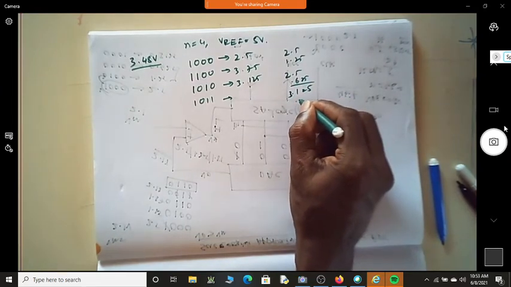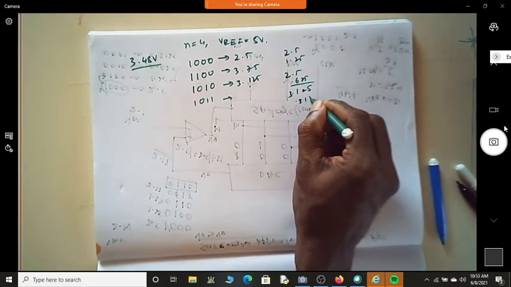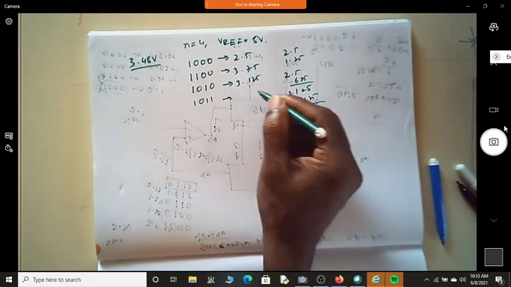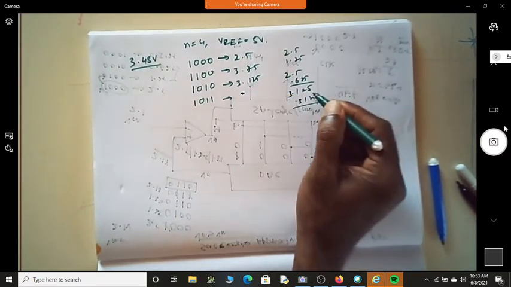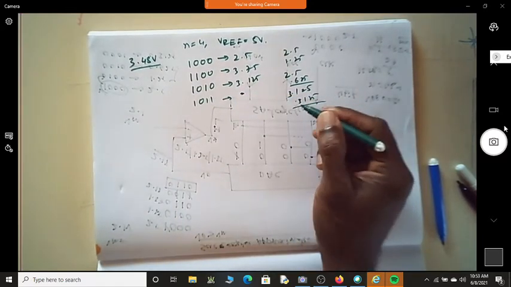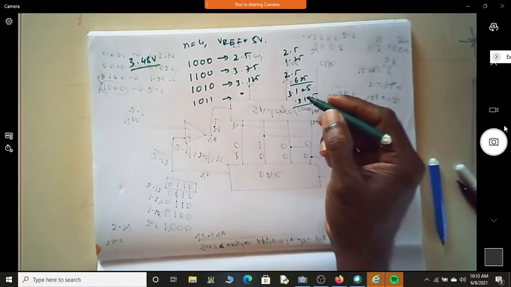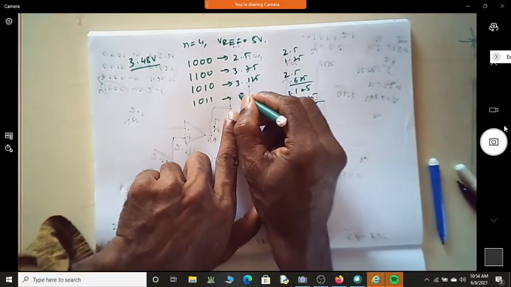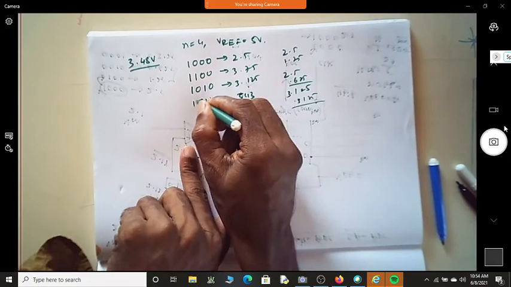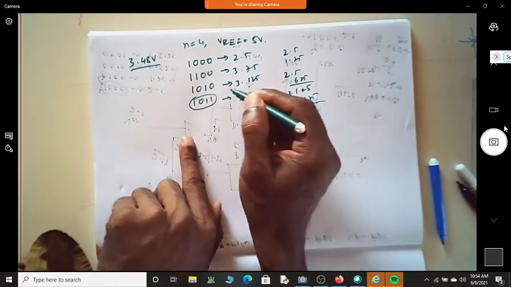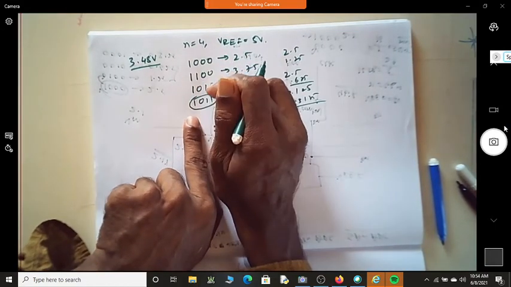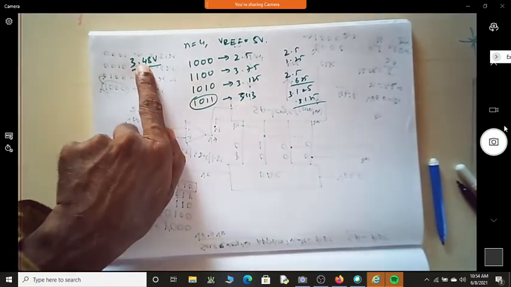It is 0.3125. Is it less than 3.48, or more than 3.48? Sorry, more than 3.48, 3.43. So this is the approximate value, the digital equivalent of this value. Yes, sir.